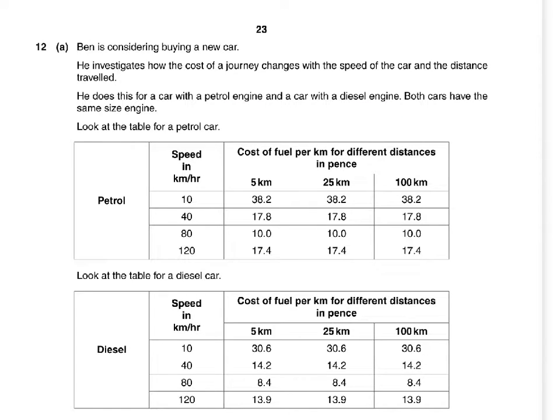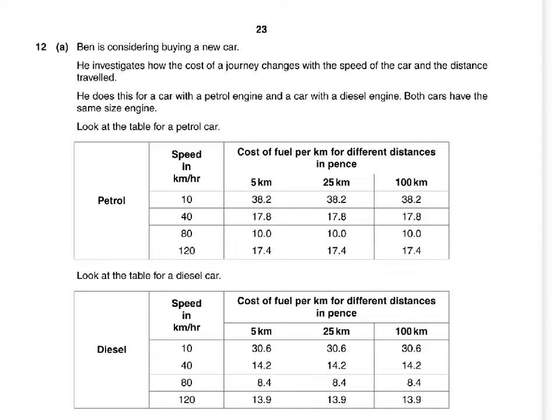Both cars have the same size engine, just to make it fair. Look at the table for a petrol car. So here we've got a petrol car. We've got a column with the speed in kilometers per hour, and then this wide column telling us the cost of fuel per kilometer for different distances. We've got a 5 kilometer journey, a 25 kilometer journey, and a 100 kilometer journey.